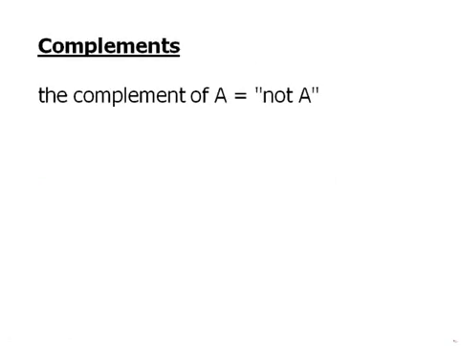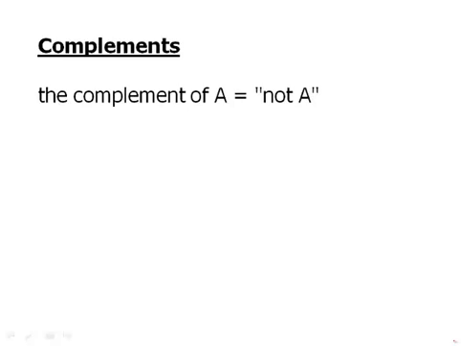At this point, we can talk about complements. The complement of A is not A. So whatever A is, for example, if A is drawing 2 hearts, then not A would be drawing anything other than 2 hearts. If A is Finland wins a gold medal, not A would simply be Finland does not win a gold medal.